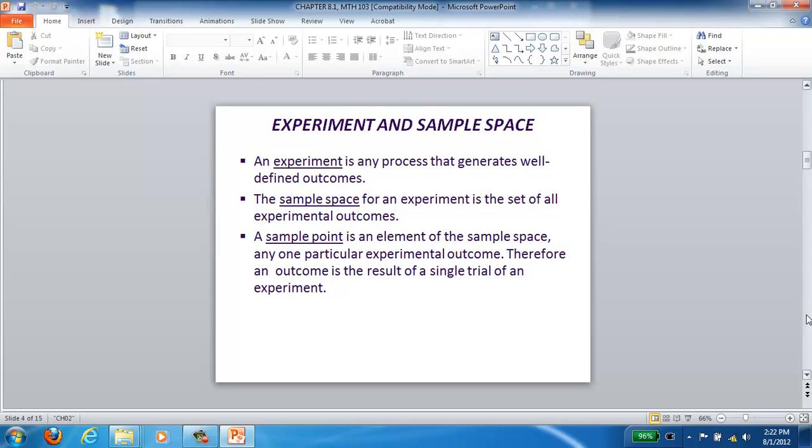An experiment is any process that generates well-defined outcomes. For example, when you roll a die, this is an experiment, or when you pick a card from a deck of cards. The sample space for an experiment is the set of all experimental outcomes. So when you roll a die, the sample space will be from 1 to 6. These are the possible outcomes. When you toss a coin, it could be heads or tails. A sample point is an element of the sample space, any one particular experimental outcome.